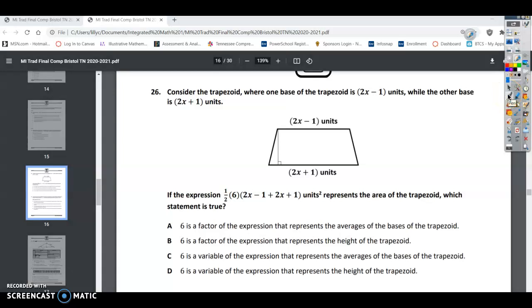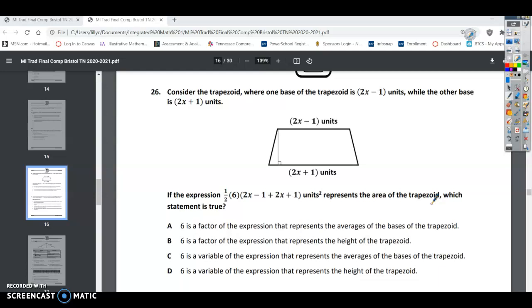Math 1 Final Benchmark number 26. Consider the trapezoid, where one base of the trapezoid is 2x minus 1 units, while the other base is 2x plus 1 units, as shown here in the image. If the expression 1/2 times 6 times (2x minus 1 plus 2x plus 1) units represents the area of the trapezoid, which statement is true?